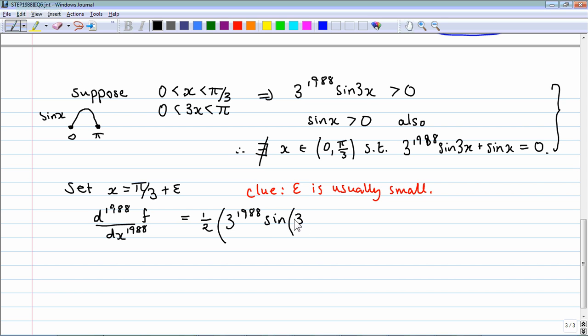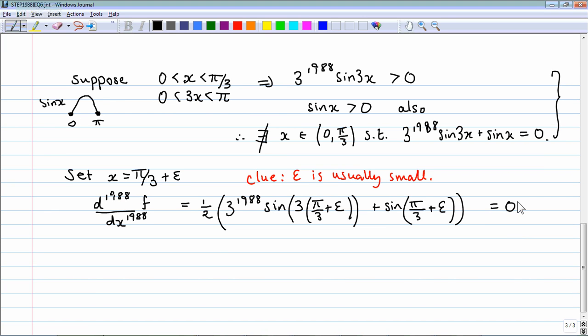So we have the sine of 3x, which is 3 times x plus pi over 3, plus the sine of x. Sorry, we're substituting pi over 3 plus epsilon for x. So that should be pi over 3 plus epsilon. Now all of this should be equal to 0, and we're going to find epsilon.